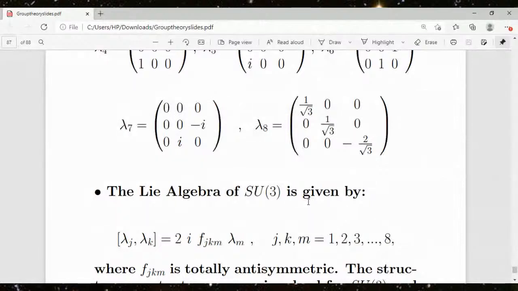The Lie algebra of SU3 from these 8 generators that I have put down, you can directly multiply the matrices, take the commutator bracket of the matrices, and you can prove that the Lie algebra of SU3 is given by the commutator bracket of lambda j, lambda k, where j, k, m are all going from 1, 2, 3 up to 8 because there are 8 generators. The Lie algebra commutator bracket of lambda j, lambda k is 2i f j k m lambda m. Again, m and m are repeating so that they are being summed over.